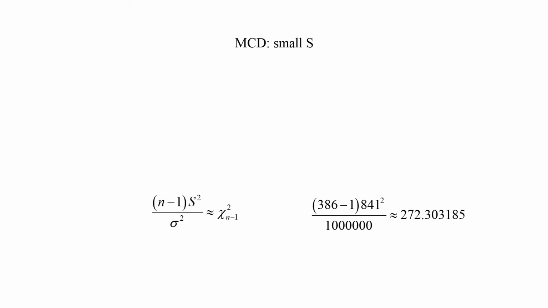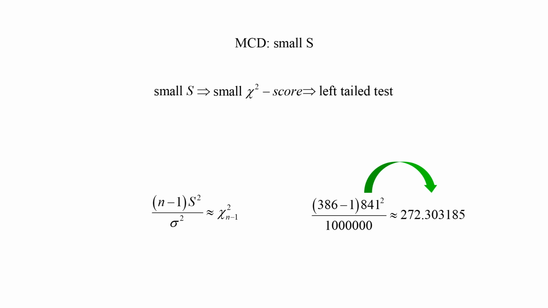So what happens when we have a small value of S? Again, using our equation, small values of S make small chi-squared scores. If you replace 841 there with something smaller, we'd get a number smaller than 272. And small chi-squared scores are to the left of the graph.